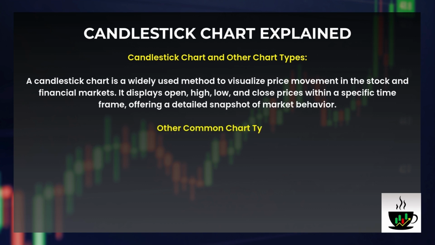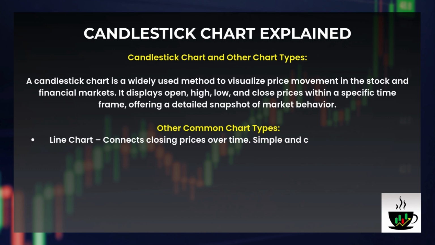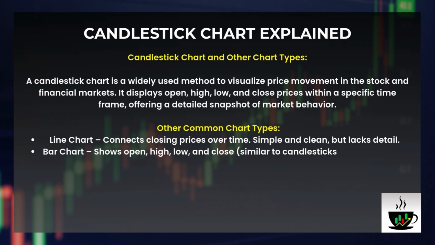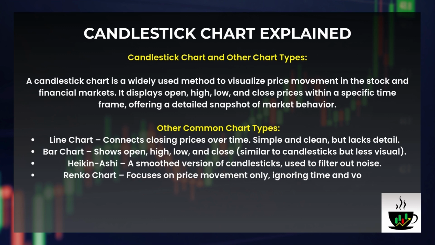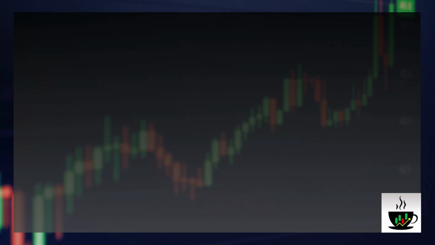Other common chart types. Line chart connects closing prices over time. Simple and clean but lacks detail. Bar chart shows open, high, low, and close, similar to candlesticks but less visual. Heikin-Ashi, a smooth version of candlesticks, used to filter out noise. Renko chart focuses on price movement only, ignoring time and volume.